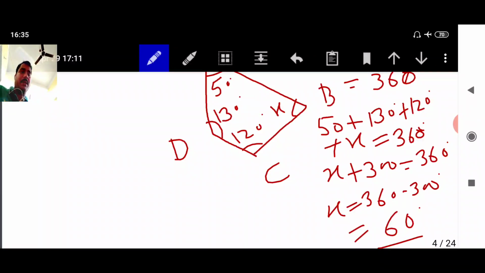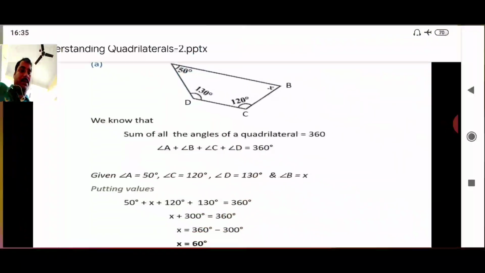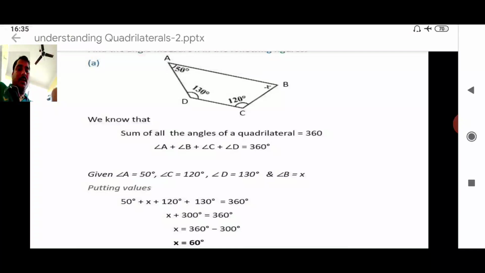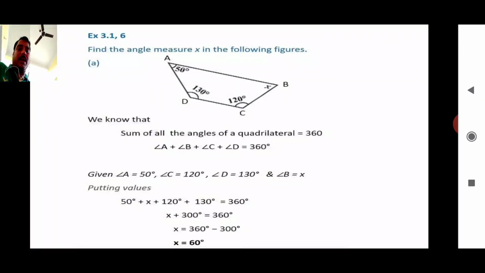What is the value of x? Our angle is 60 degrees. See the solution here. We know that the sum of all angles of a quadrilateral is 360. Angle A plus B plus C plus D equal to 360. Given that angle A equal to 50, angle C equal to 120, angle D equal to 130, and angle B equal to x, putting values 50 plus x plus 120 plus 130 equal to 360, and hence you can get x equal to 60 degrees.